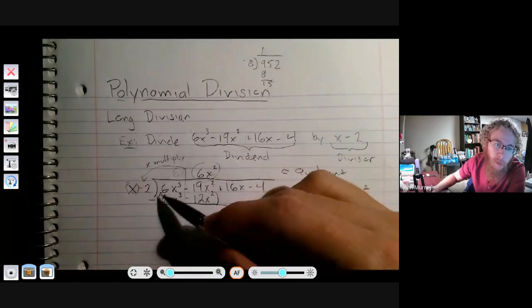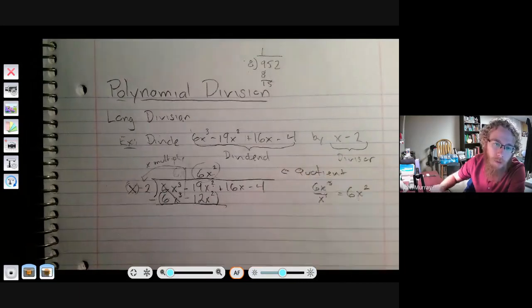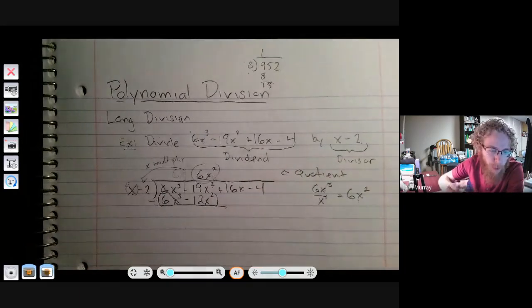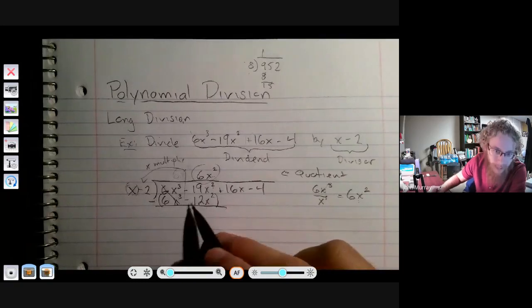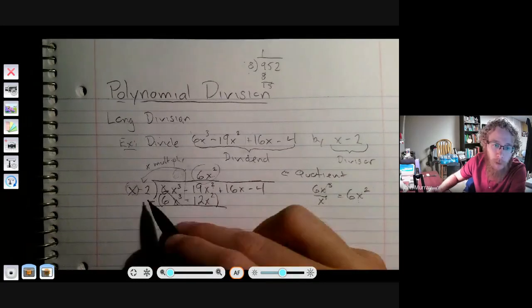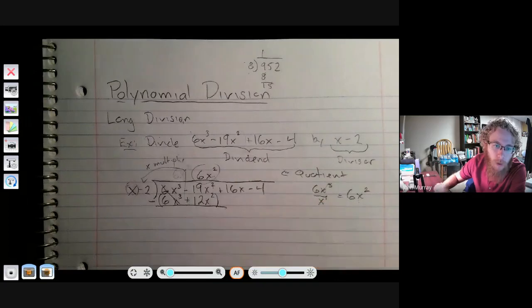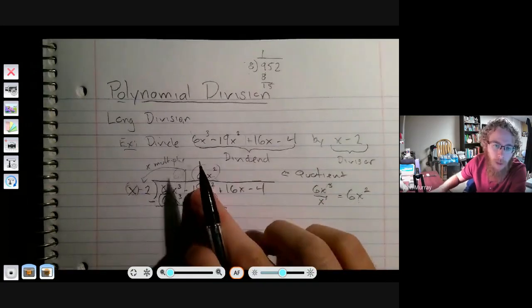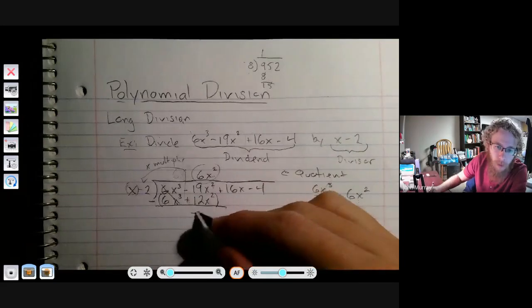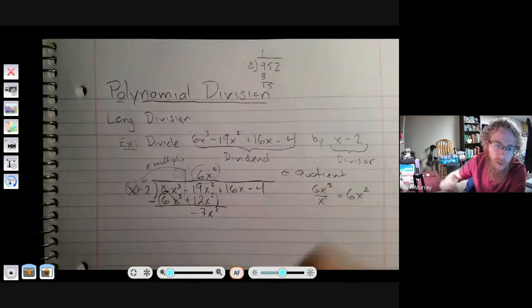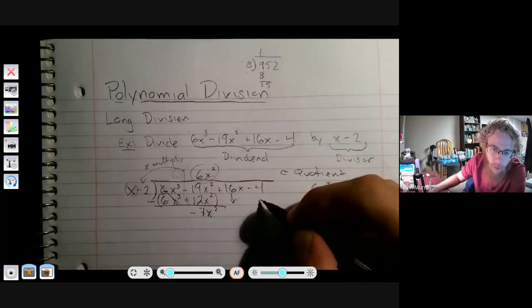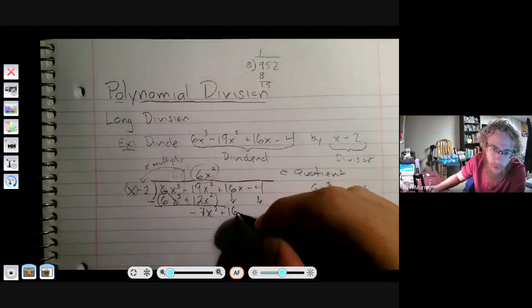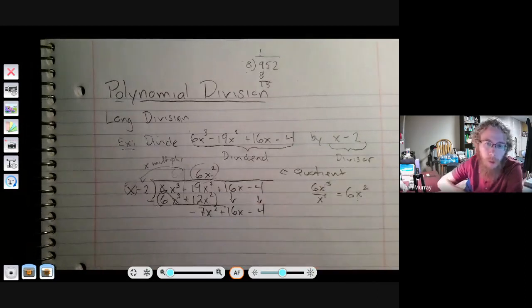So we're doing 6x cubed minus 6x cubed. They're gone. That's what we want. We want that first term to be eliminated. Now we have negative 19x squared minus negative 12x squared. So this becomes a plus. Negative 19 plus 12 gets me a negative 7x squared. We bring everything else down: 16x minus 4.